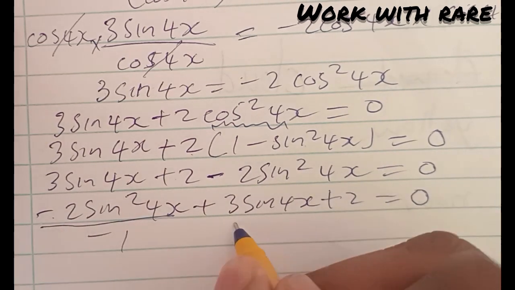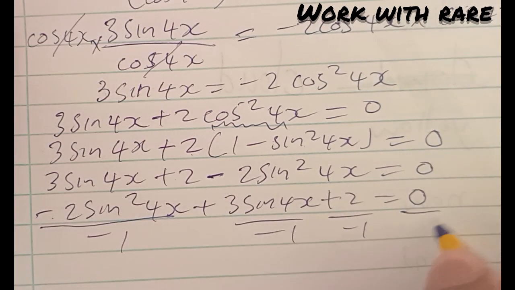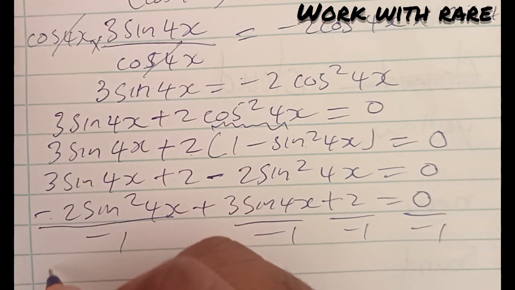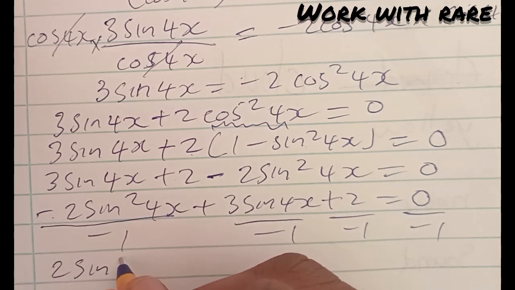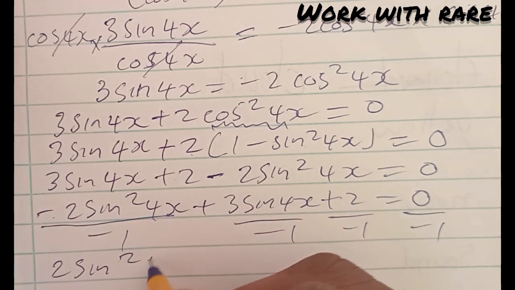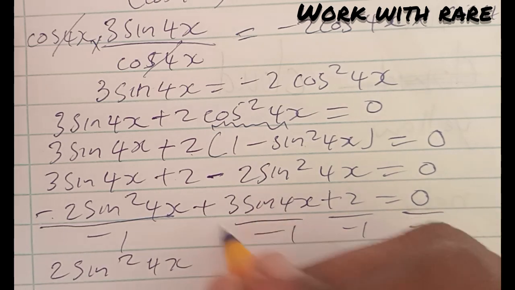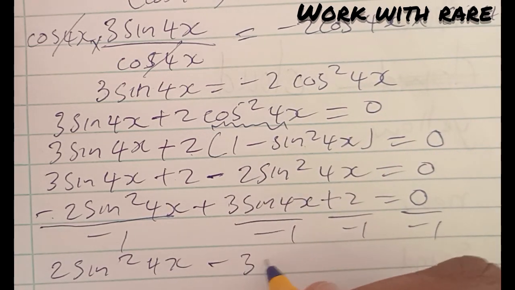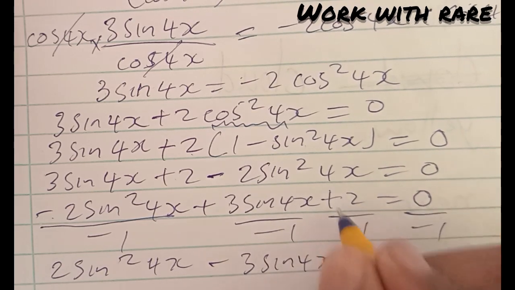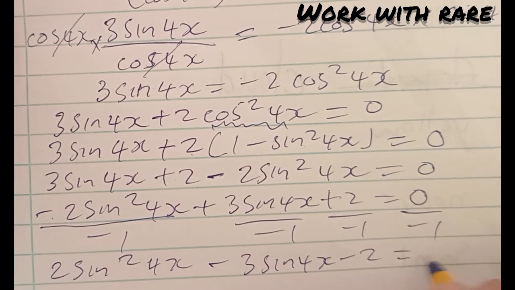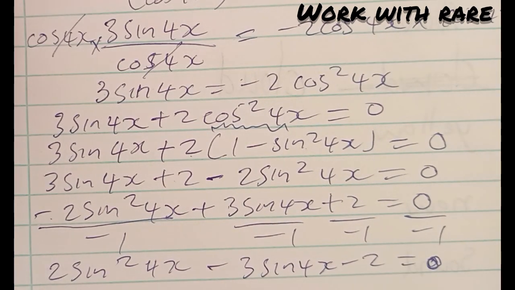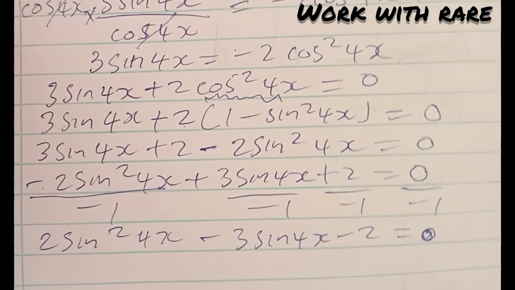I will divide by -1 throughout, to make sure that here we'll have a positive value. So we'll have 2 sine squared 4x that is positive, and here 3 divided by negative, the sign will change to negative, and here it will change to negative, and 0 divided by that is still 0. Okay, now we have this.